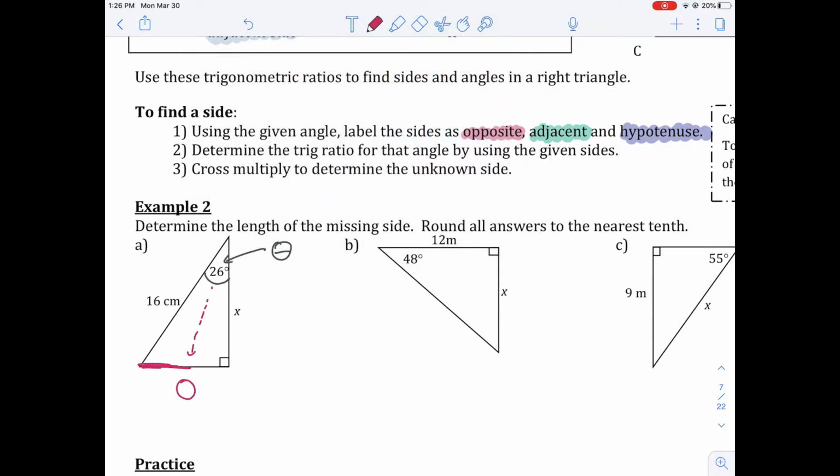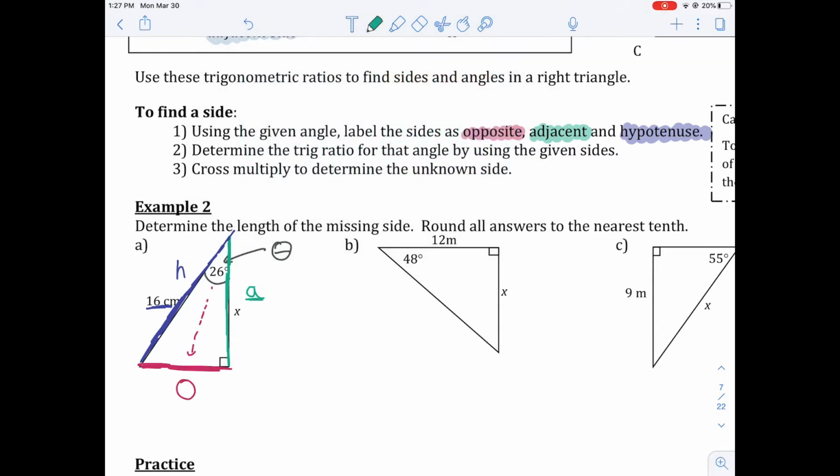Then we have the adjacent. The adjacent is next to. So now make sure you know, is it the 16 or is it the x? It is going to be the letter x side, because the 16 is really referring to the hypotenuse. Awesome. So that's step number one: label your triangles. After you label your triangles, tell me what information you have and what you want to find. Not everything there is going to be useful. So I have the hypotenuse. Okay. I have the adjacent.